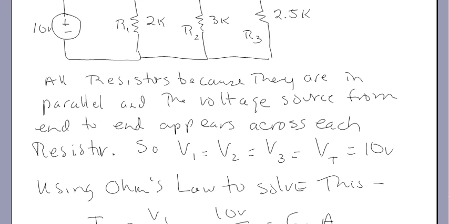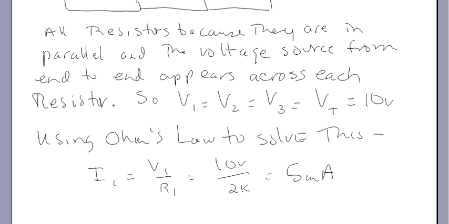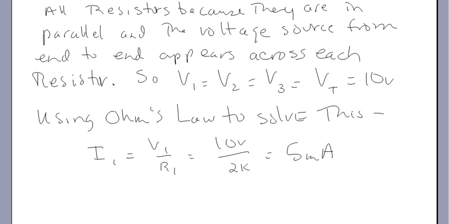All resistors, because they are in parallel and the voltage source from end to end appears across each resistor, they all have 10 volts across them. So V1 is equal to V2, which is equal to V3, which is equal to VT, which is equal to 10. Using Ohm's law to solve this, since I know the voltage across the resistor and the resistor, I just need to divide. So 10 over 2K gives me 5 milliamps. That's my first current.